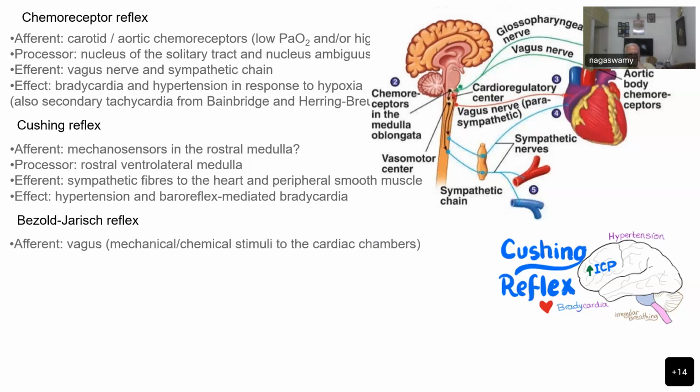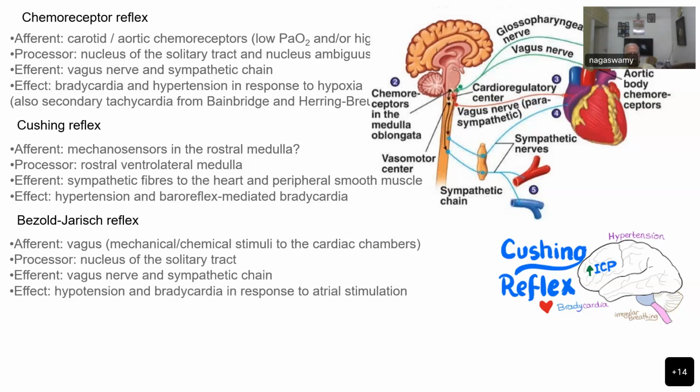And next one is the Bezold-Jarisch reflex. Again, the afferent is vagus and processor is nucleus of solitary tract. Efferent again vagus and sympathetic chain. And the effect will be hypotension and bradycardia in response to atrial stimulation.